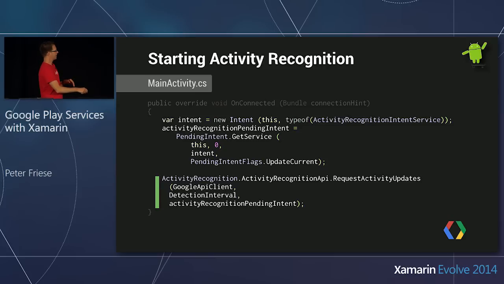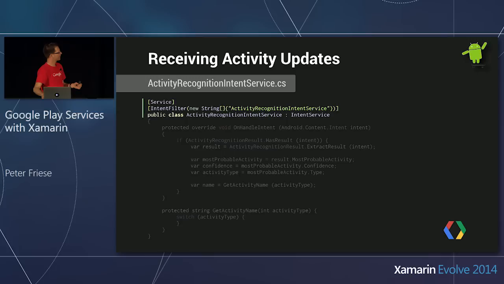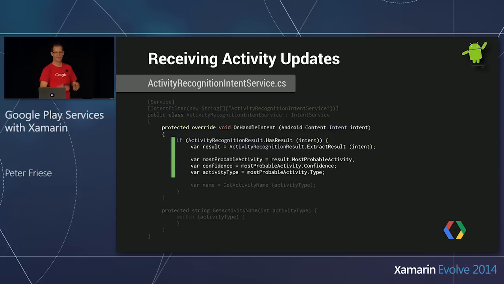And then you need to send in your activity recognition pending intent, which we just configured up here, because this will be called back as soon as you get some updates. And then you need to have another activity which will be called back as soon as you get the updates. And this is how you configure it. So we set it up using an intent filter, and it's a service.